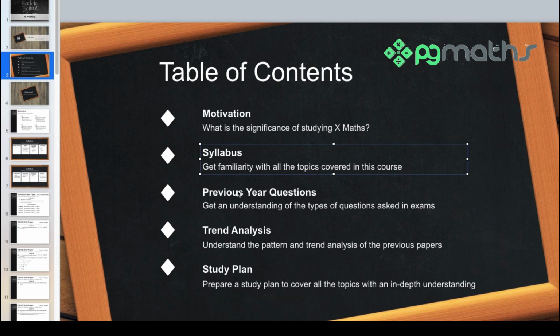Then we are going to cover some of the previous year questions. So what is this going to do? Well, you will get an understanding of the types of questions that are being asked in this exam, and you will understand what is the difficulty level, the pattern, and all of those things. Then we'll do a trend analysis to quickly understand the pattern and trend analysis of previous year papers, right? We will see which topics have how much significance, importance, and accordingly you can devise a study plan for yourself.